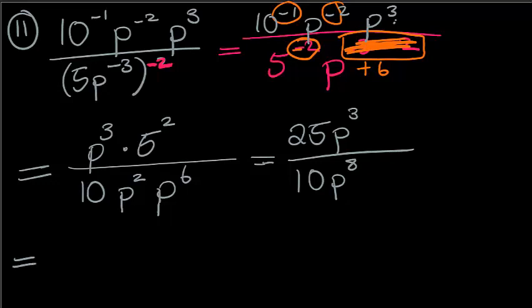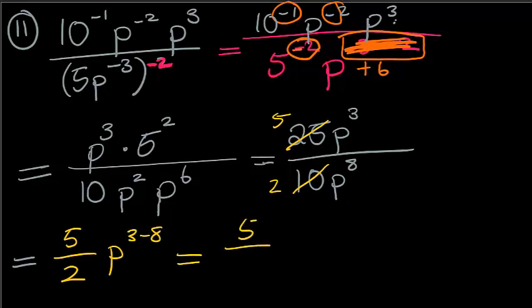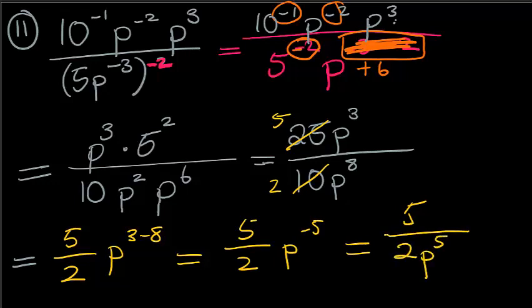I have 25 over 10. 5 goes into both of them. So 5 goes into 25 5 times. 5 goes into 10 2 times. I've got 5 over 2. And then I've got P3 minus 8, which is going to be 5 over 2, P minus 5, which is actually 5 over 2P5. So that is one way of doing it.